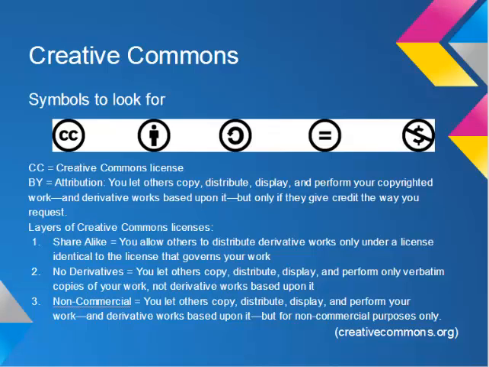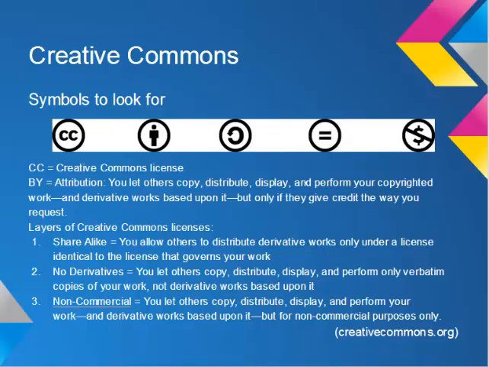The CC license is the symbol for a Creative Commons license. The BY symbol is an attribution license, which lets others copy, distribute, display, and perform your copyrighted work and derivative works based upon it, but only if they give credit the way you request. There are subsequent layers to Creative Commons licenses.